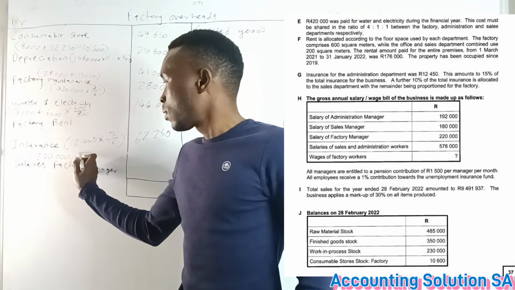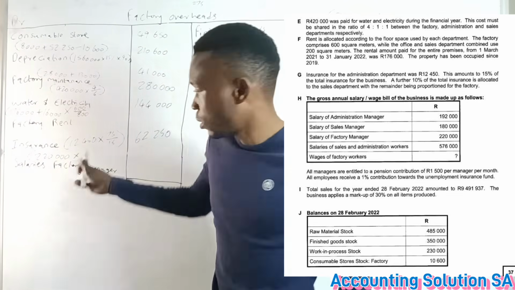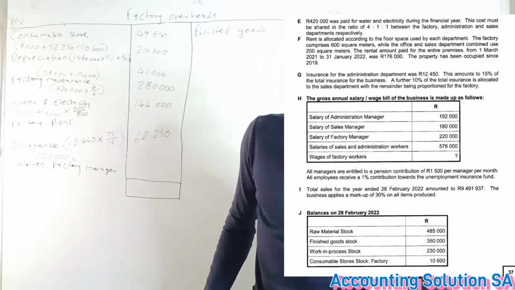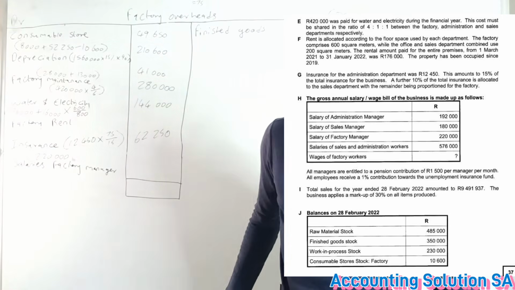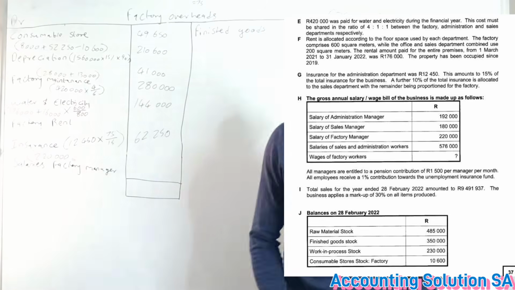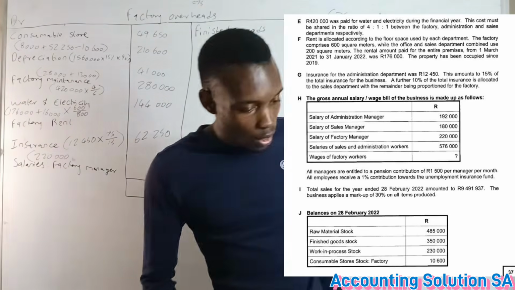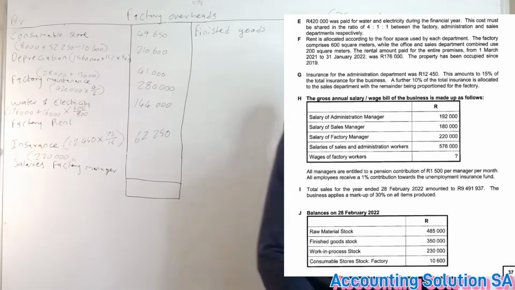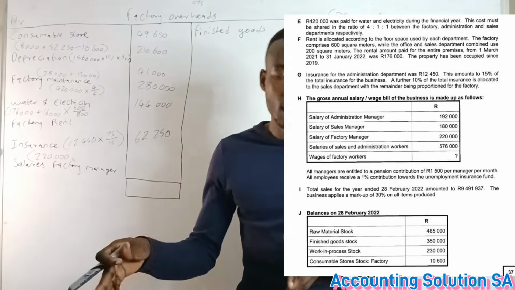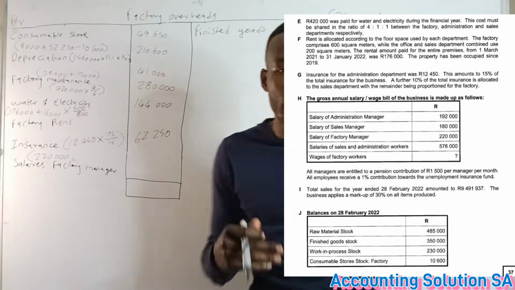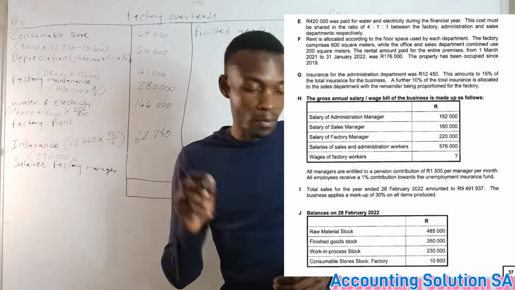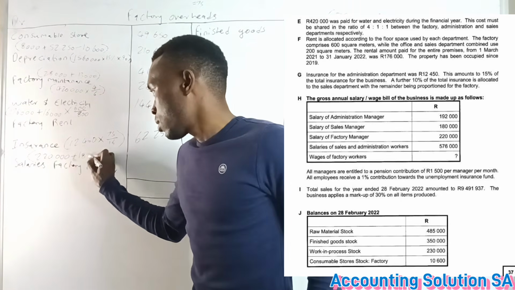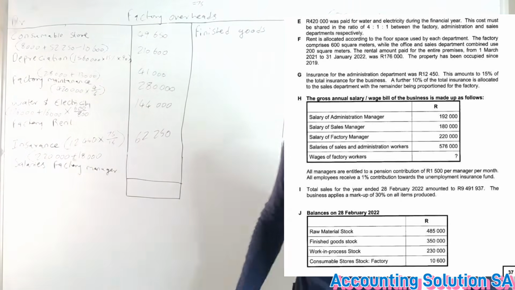220,000, and we multiply by, okay, sorry, we have to read further so that we check. Okay, 220,000 is the annual salary. Then after that we read the information. All managers are entitled to a pension contribution of 1,500 per manager and per month, which means that we have to convert the 1,500 into a year by multiplying 1,500 by 12. Okay, this will give us 18,000. We add it.